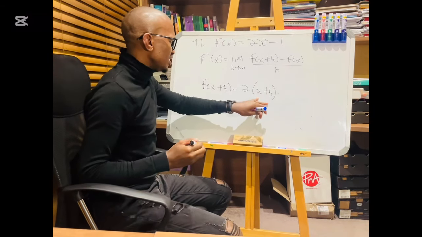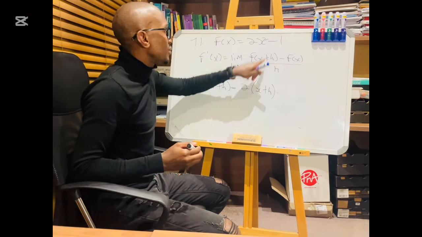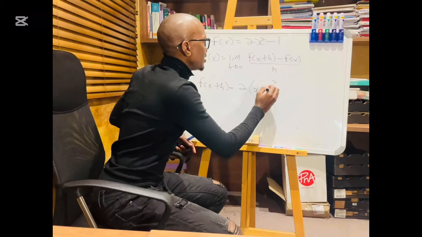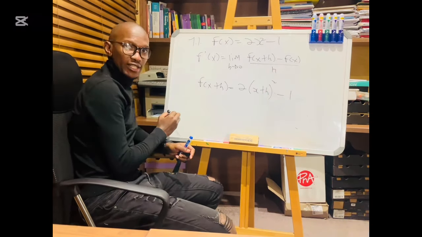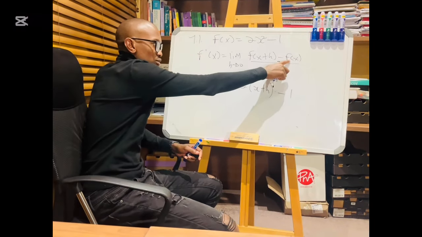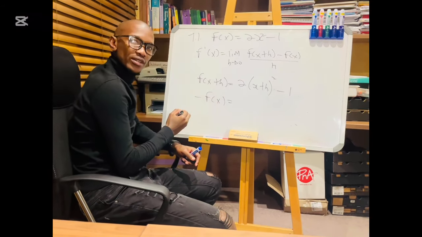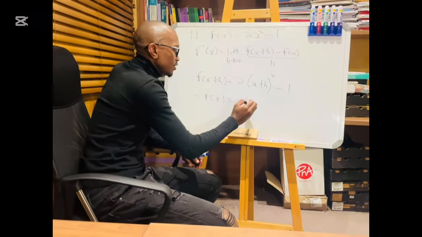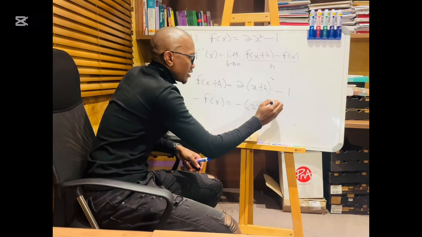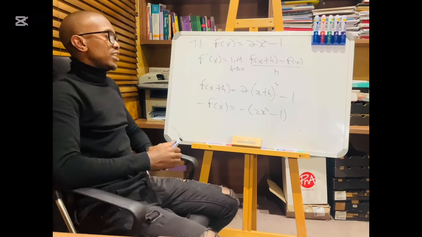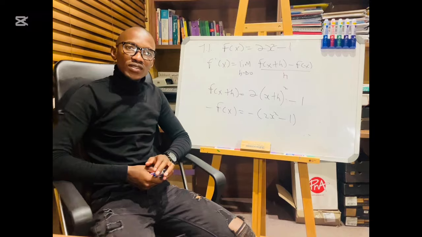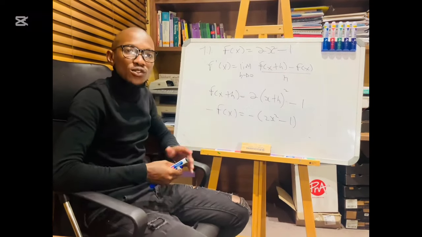Is it like this only? This is where x was, but because it says all squared, I must square it and then minus 1. I'm done with this guy. Then I come to this part. Then it's minus f at x. Then what am I gonna say? I'm gonna have negative into the 2x squared minus 1. Then I'm done identifying these two guys. So what must I do now?